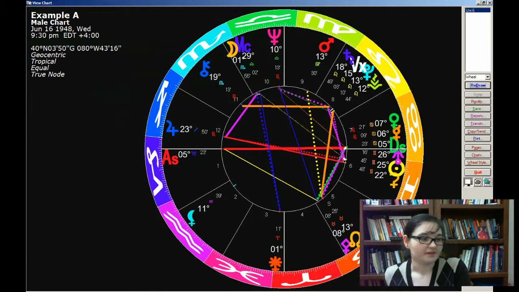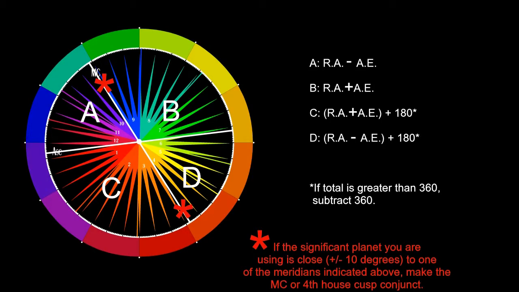And in order to figure out the formula, I have a lovely diagram that gives you each quadrant and also the formula that corresponds. And just as a note, this is not the case for this particular chart, but I see there are red asterisks there, and so if the significant planet you are using is close, like say plus or minus 5 degrees from the 10th house cusp or 4th house cusp, then you just basically make the midheaven or the 4th house cusp conjunct to your significant planet, which makes rectifying much easier.